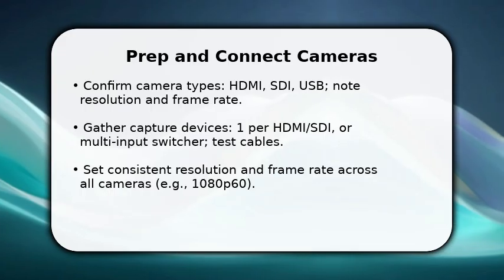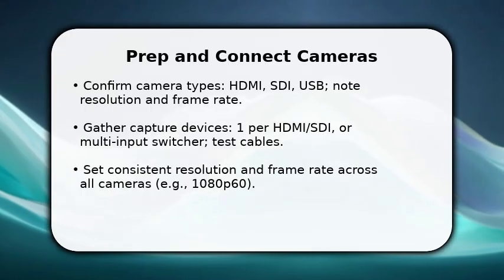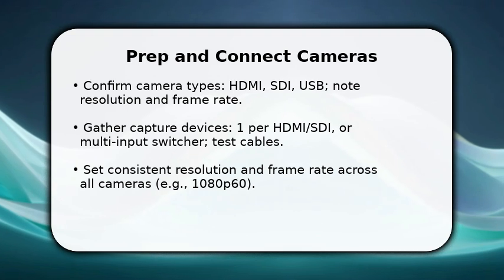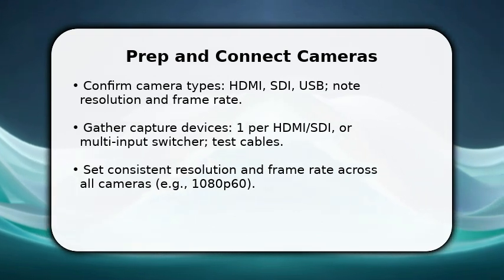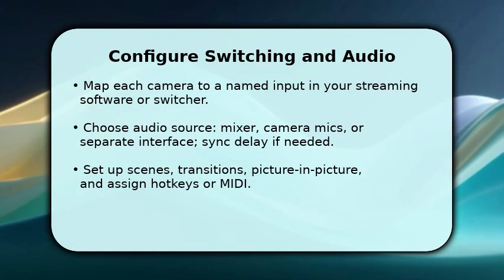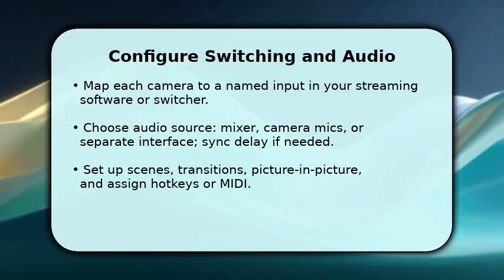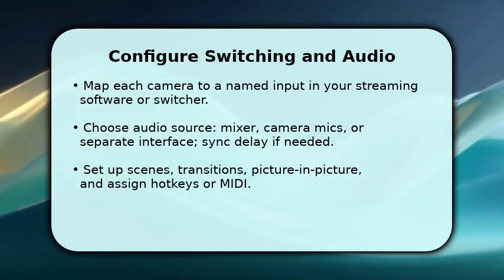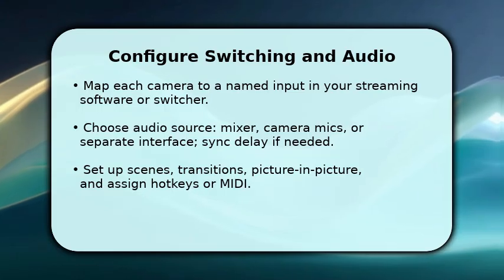While you do this, open your streaming software and add inputs for each capture device so the sources appear and can be routed. Now configure your software or hardware for live switching. Name each camera input and arrange scenes for full frame, close-up, and PIP.